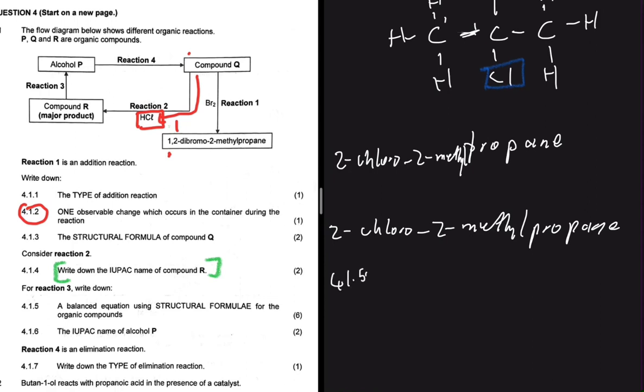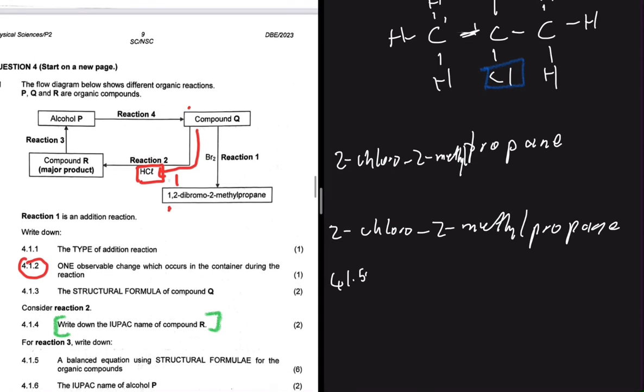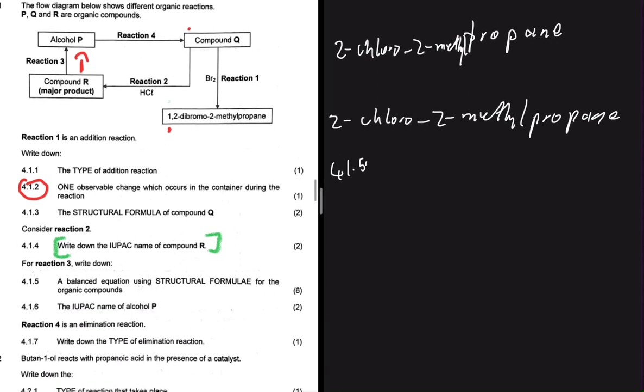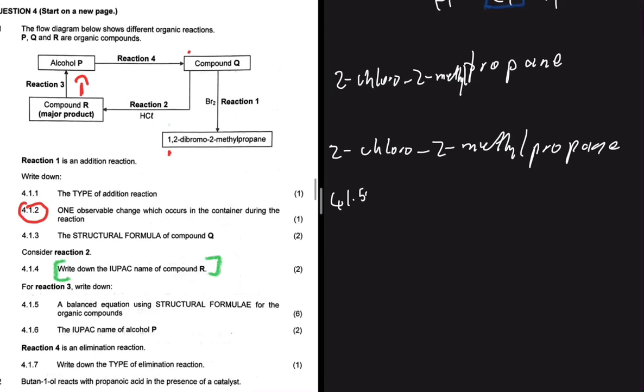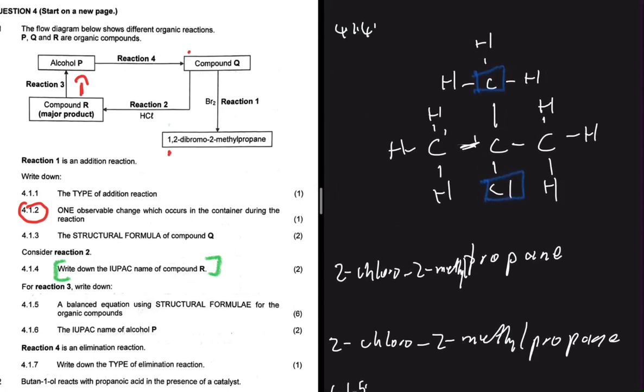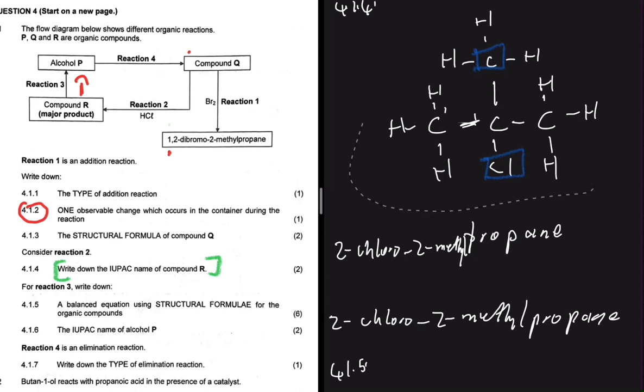And then 4.1.5 for reaction 3 right down there. So let's go ahead and look at reaction 3. We have 2-chloro-2-methyl propane turning into alcohol. So that is a saturated compound to a saturated compound. That is a substitution reaction, right? So let's go ahead and write a balanced equation for that reaction that takes place. So 2-chloro-2-methyl propane, we already have it here. So let's just go ahead and copy it again.